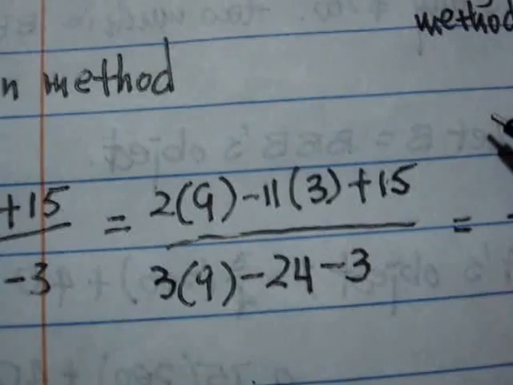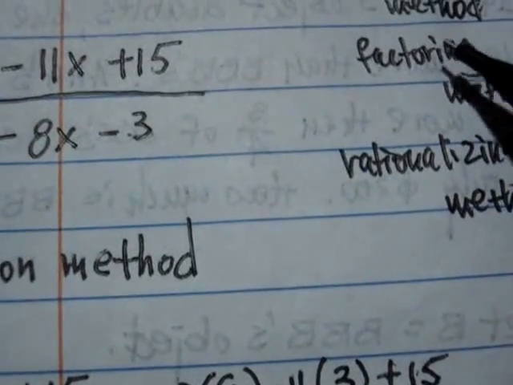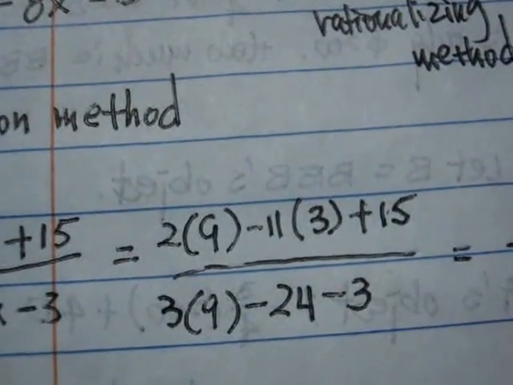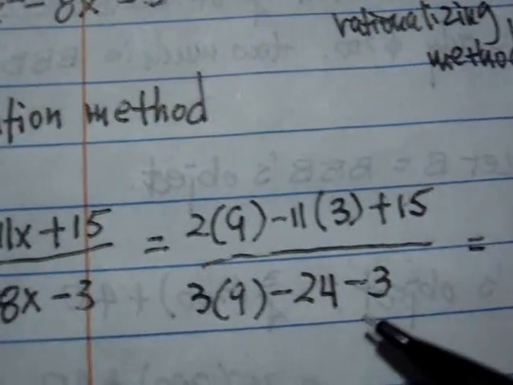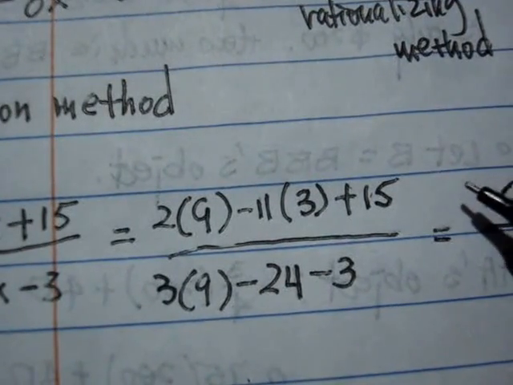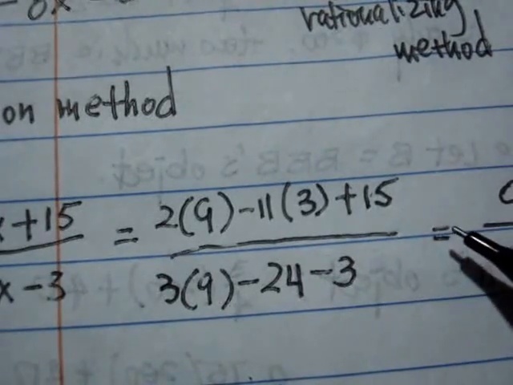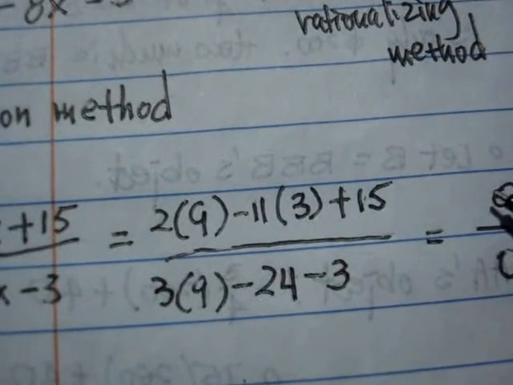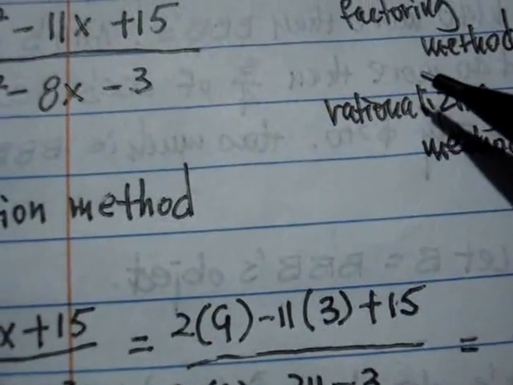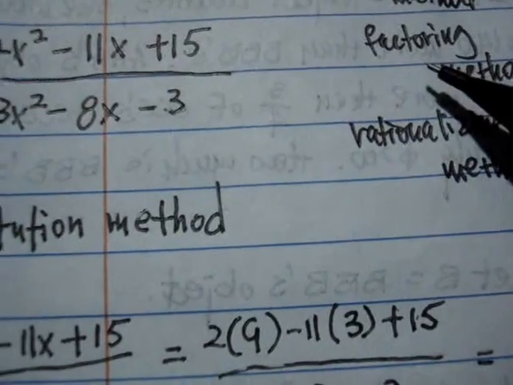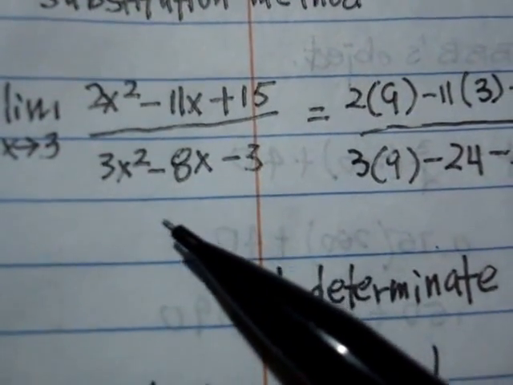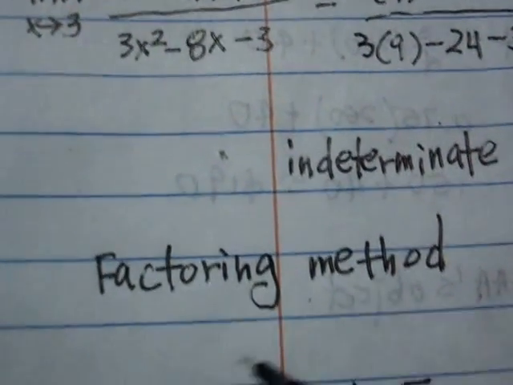So that means you have to use the second method, which is called the factoring method. If you solve this problem and it comes out to be a constant answer, that means you stop there. But since this problem, when you use the substitution method, comes out to be 0 divided by 0, that means you have to use the second method, which is called the factoring method. So for this particular given limit problem, you factor it.